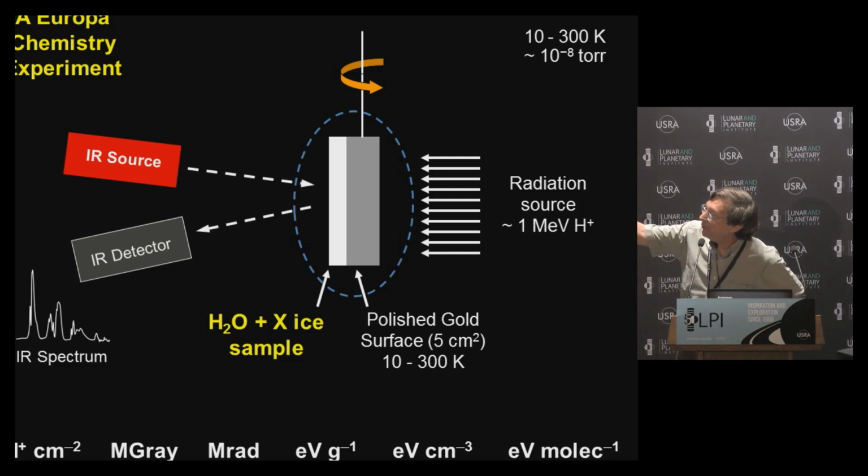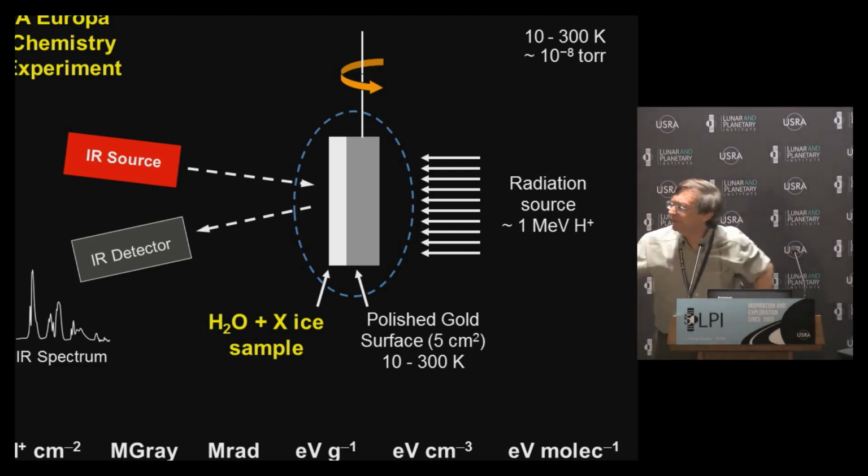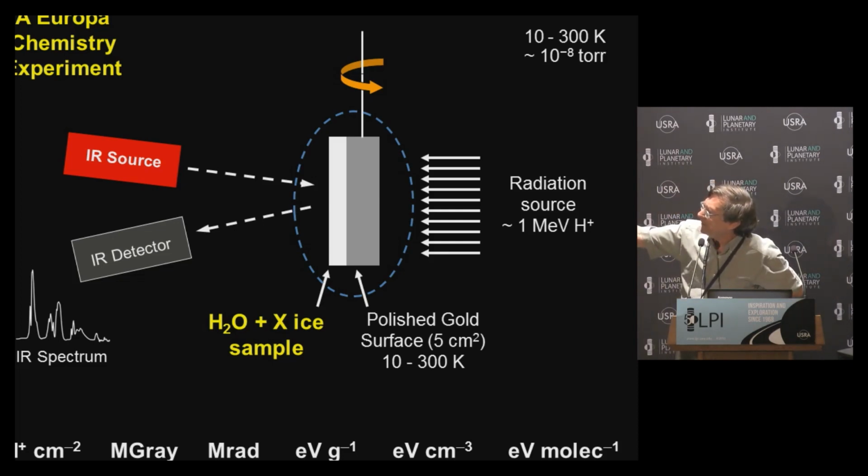There's an arrow up here. That doesn't mean we spin the experiment. What that means is we can rotate this thing so it's facing that way, or this way. We can rotate it any angle, actually. We rotate the sample so it faces the IR source. We can bounce an infrared beam off and record a spectrum.